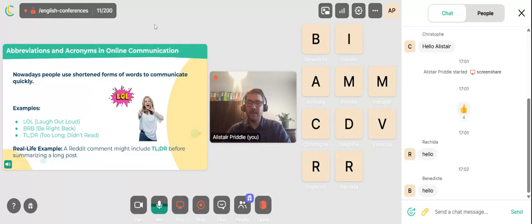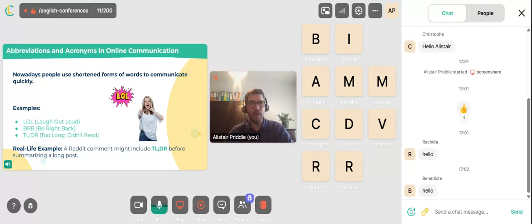Well, let's think a little bit about abbreviations. So abbreviations and acronyms in online communication. Nowadays, people use shortened forms of words to communicate quickly. We have some examples here.